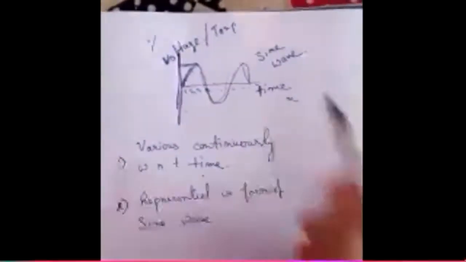Okay, this is an analog signal. What is analog? Suppose this is x-axis and this is y-axis. We take time on the x-axis and we take voltage or temperature, whatever you want to take, on the y-axis, right? So this is an analog signal. Analog signal is like this way, like this wave. This wave is known as sine wave. Clear? This wave is known as sine wave.